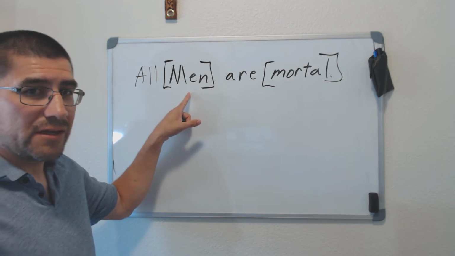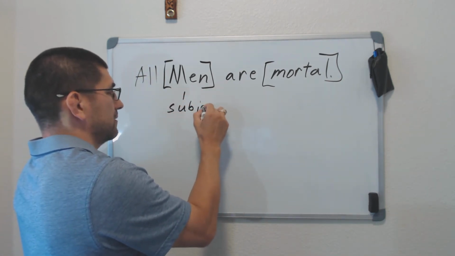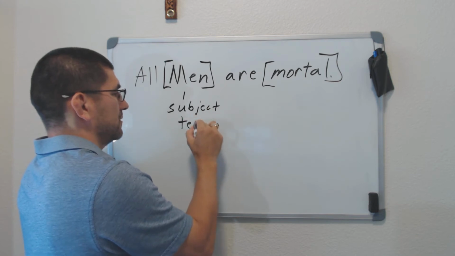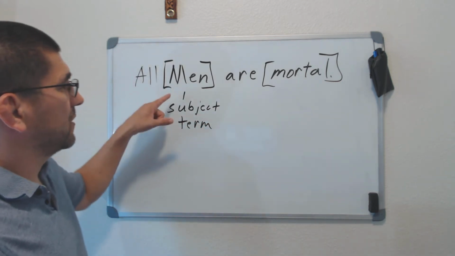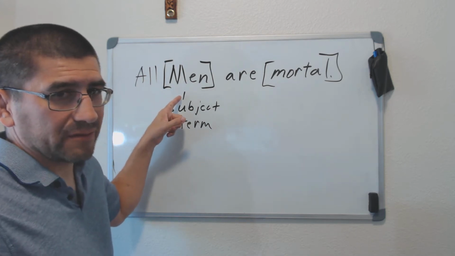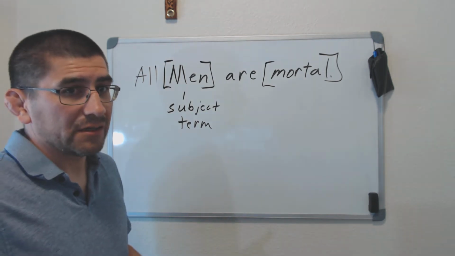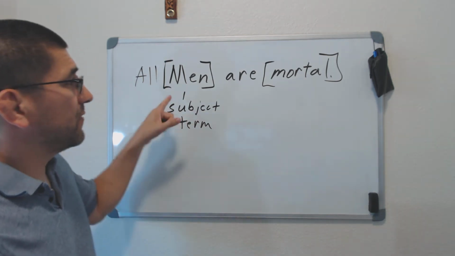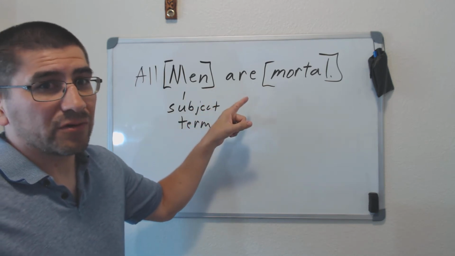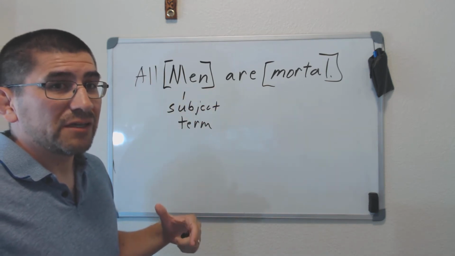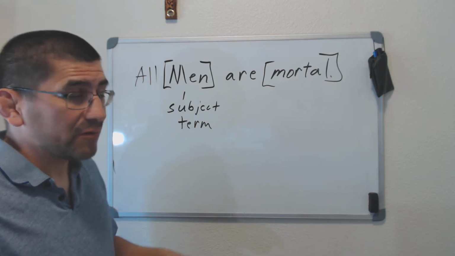So this right here is the subject term. It's the subject term of the proposition. Why? Because it's in the subject. The subject term can be long. It doesn't have to be one word. If I were to say, all men who sleep a lot are mortal, then the subject term would be men who sleep a lot. So it could be more than one word.